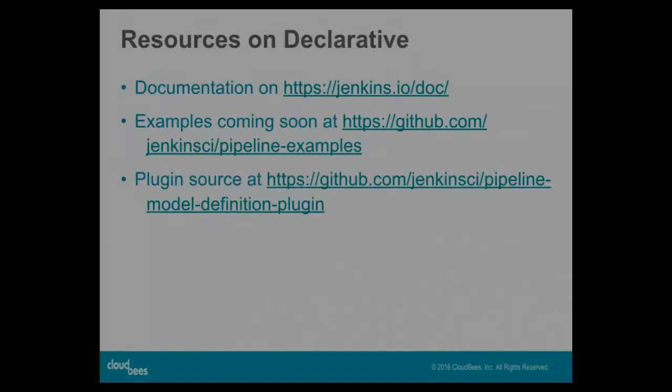Amusingly, the examples pull requests didn't land yet, so we'll work on that. But I think there's enough examples in the documentation that you'll be okay for now. And if you really are curious, you can find the source for the plugin on GitHub, the pipeline model definition plugin. Don't ask about the name. You never have to think about that.